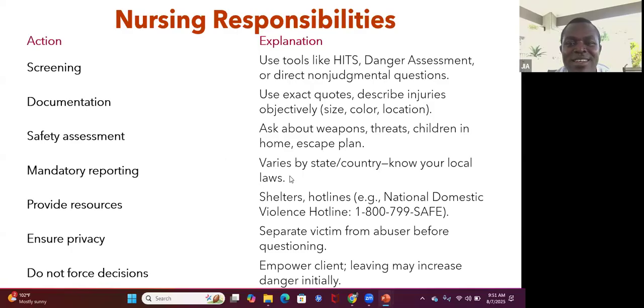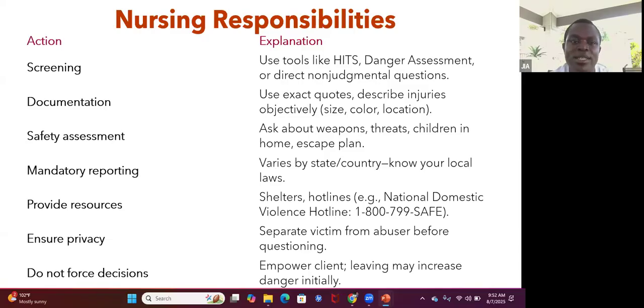All right. So what can we do? What are our responsibilities to these victims in intimate or spousal abuse? The first one, the action.